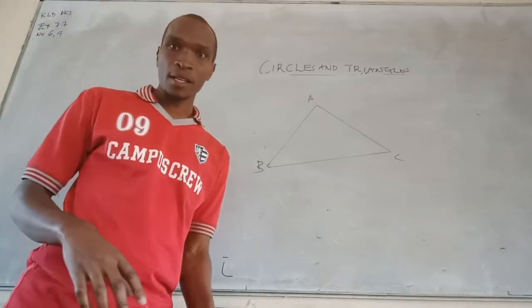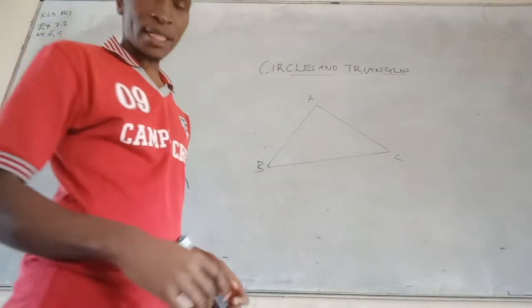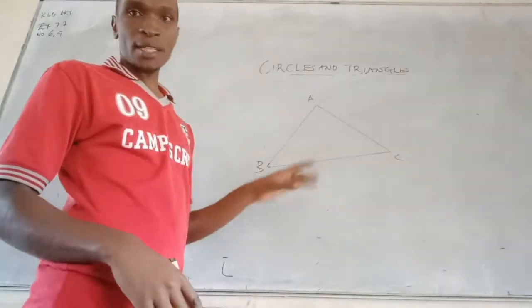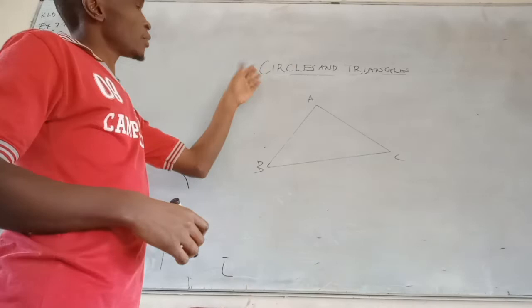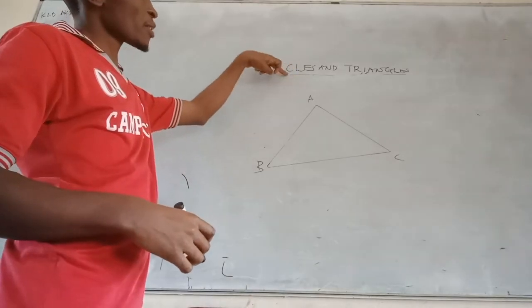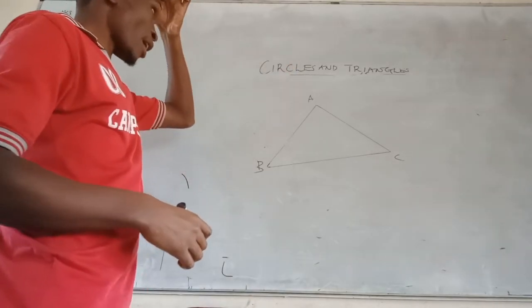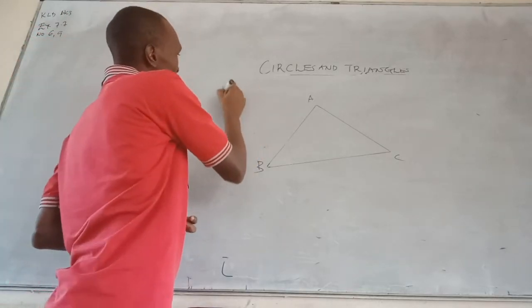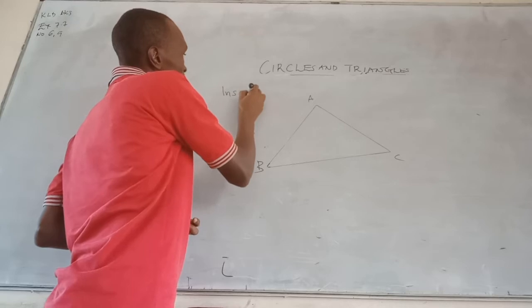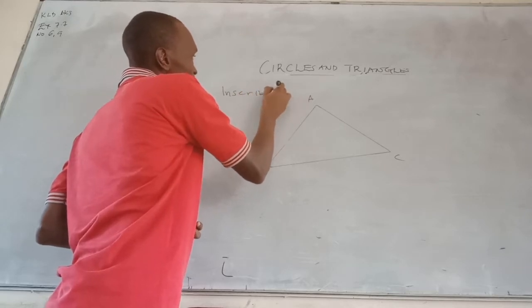How are you, class? I want to show a simple illustration on how to draw some types of circles and also triangles. So I'll start with circles. The first type of circle is called an inscribed circle.